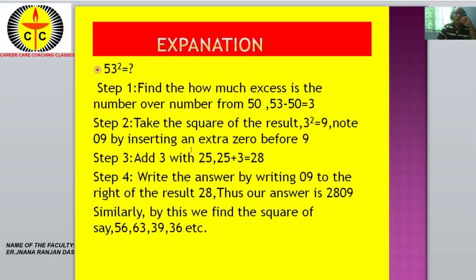Then add 3 to 25. That is 25 plus 3, which is equal to 28. And here your answer is 2809. So this is the square of the number 53. Likewise, you can try to find the squares of the numbers 56, 63, 39, 36.